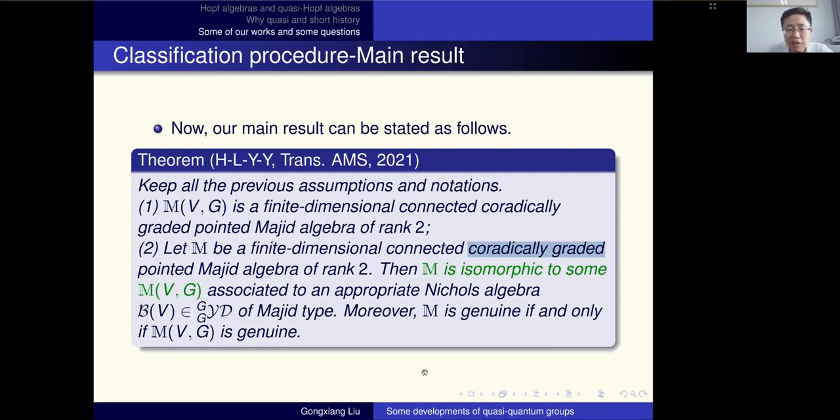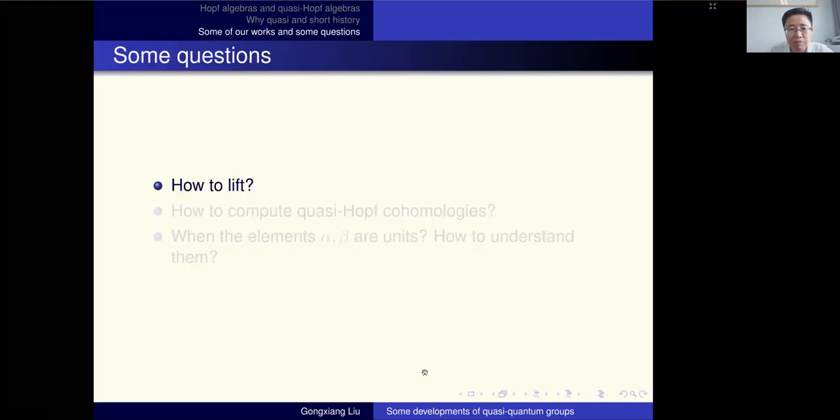So this leaves us a very, very big problem: how to lift our classification to the ungraded case. For Hopf algebras, we have a lifting procedure. In many cases, this lifting procedure can apply.